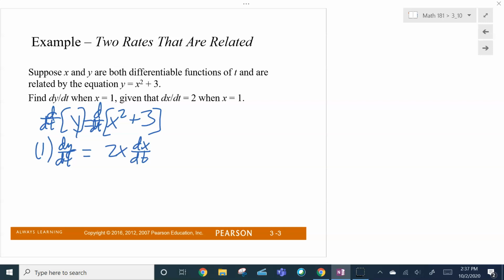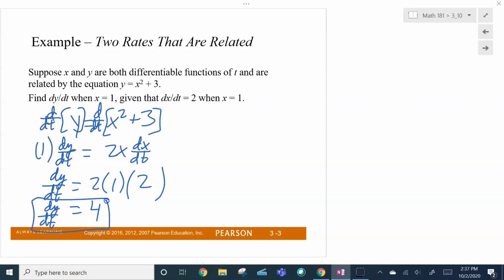Now notice it says find dy dt, so we have 1 times dy dt, which is just dy dt. Find dy dt when x is 1, given that dx dt is 2. So we have 2 times 1 times 2, we get 4. So dy dt is 4. We took the derivative with respect to t, even though the equation is in terms of x and y. So you can do that.